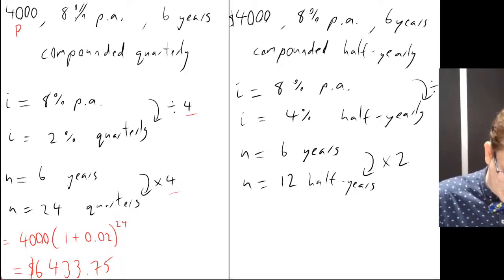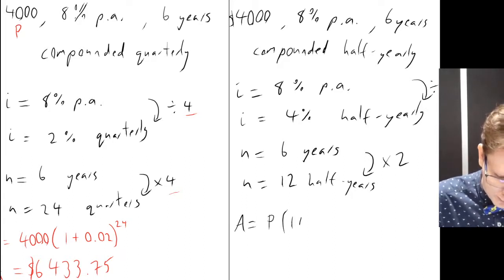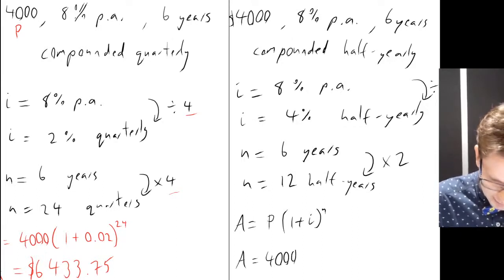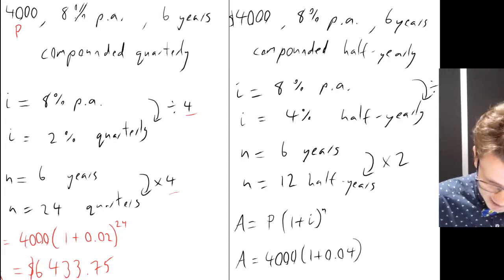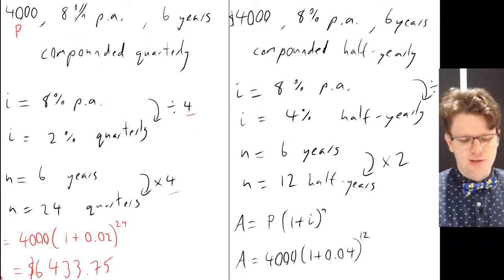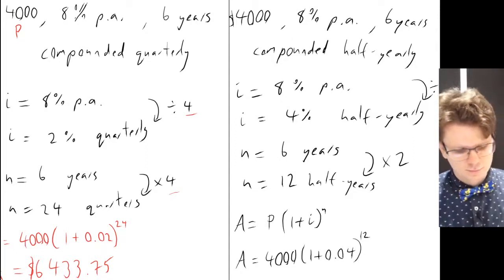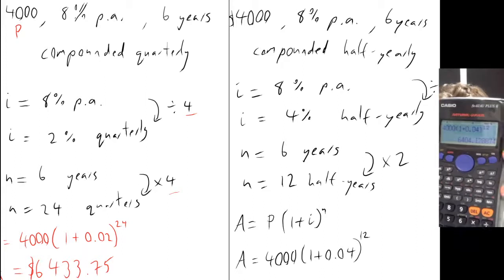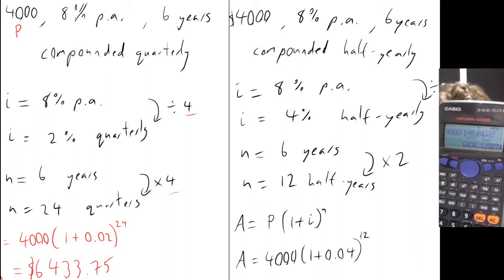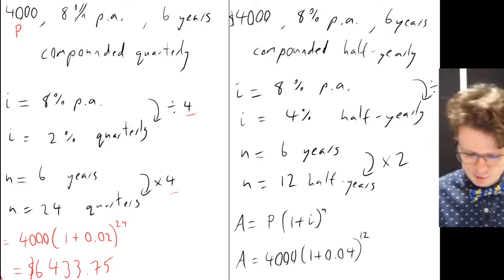And now I can substitute into the formula. So my A is going to be P(1 + I) to the power of N: 4,000 times 1 plus 0.04. Make sure you convert it from percentage to a decimal, to the power of 12. And now it's just a calculator problem. You should have gotten $6,404.13, rounding to 2 decimal places, because it is a dollar amount, so we're always going to be rounding to there.